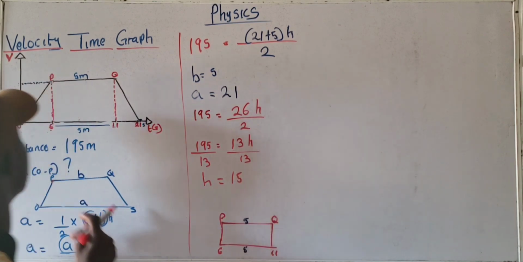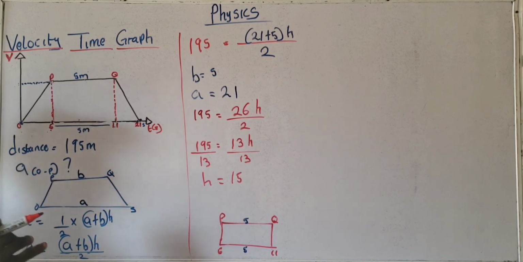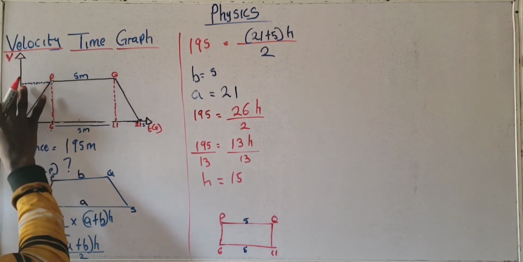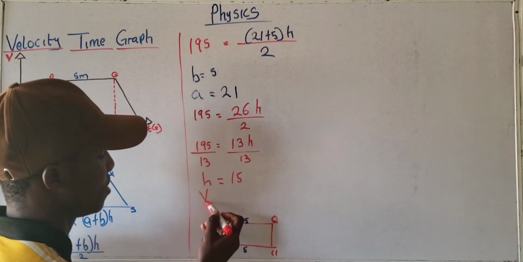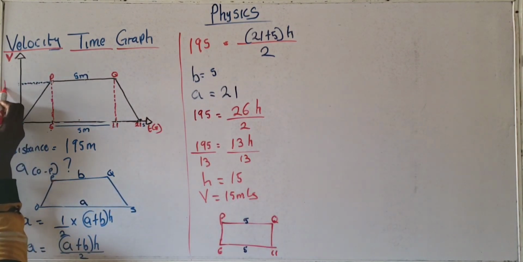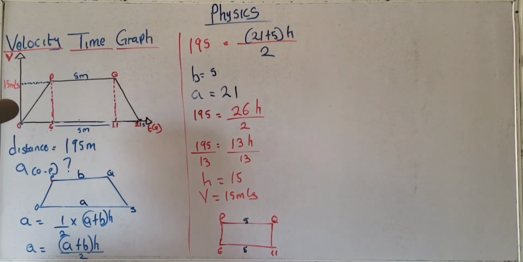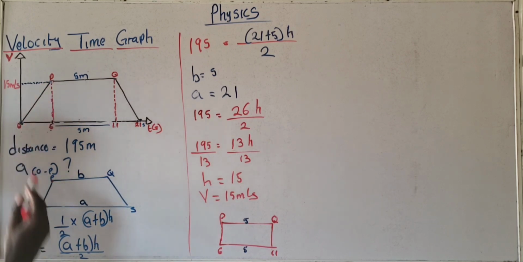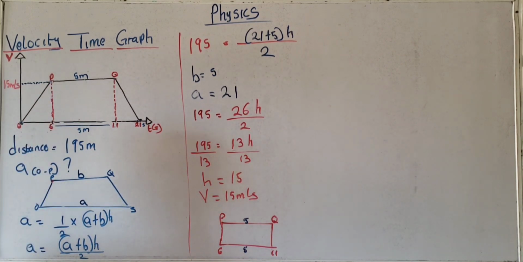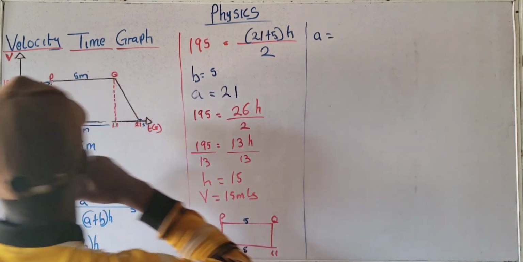15. Now, because in a velocity-time graph the height symbolizes the velocity, you understand? So in that case, I'm going to have V is equal to 15 meters per second. Okay, so the velocity at this point is 15 meters per second. So having gotten the velocity, we can easily determine the acceleration from point O to point P. How do we do that? Don't forget that acceleration tells us how fast the velocity of an object is changing. Acceleration is equal to change in velocity all over time. So I'm going to have A is equal to change in velocity.